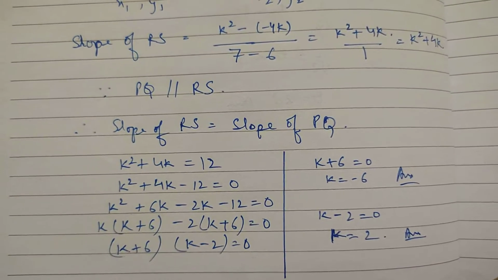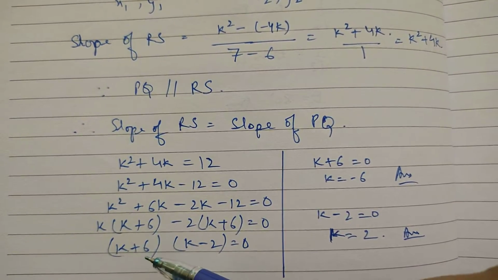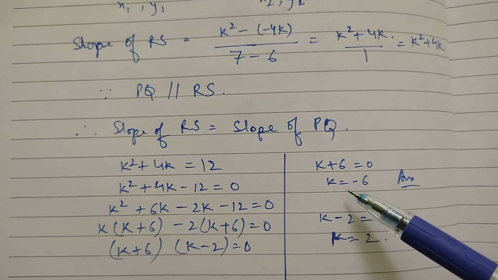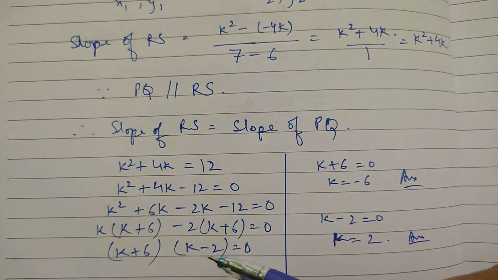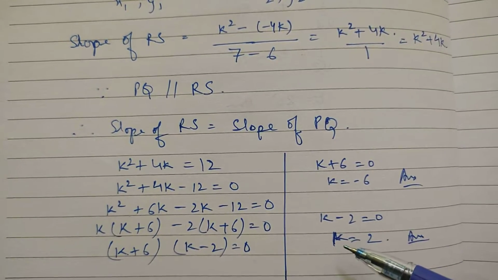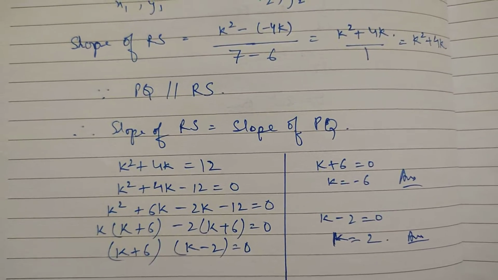And now I'm going to apply the zero product rule, by which I'm going to equate this k plus 6 with 0, for which I'll be getting one value of k as minus 6, and then I'll equate k minus 2 equal to 0. For that I'm going to get the second value of k as 2.